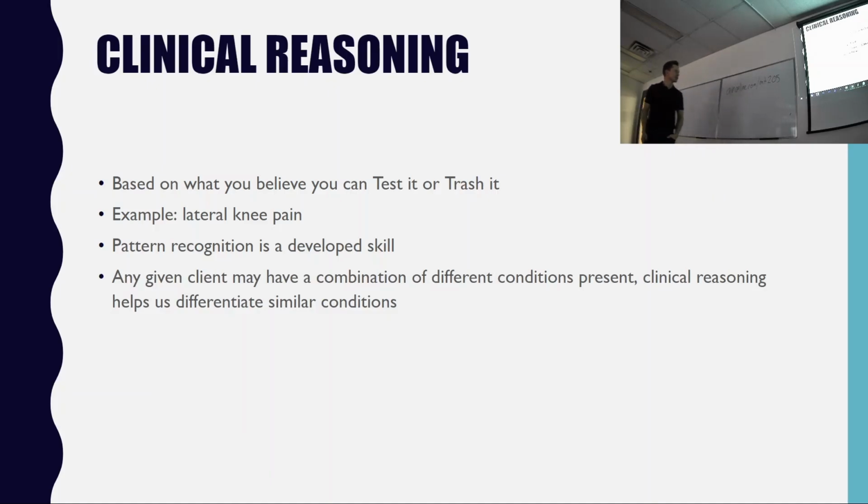So we develop it, of course. Any given client may have a combination of different conditions present, and clinical reasoning helps differentiate similar conditions. In acute conditions, it's usually just one. In chronic conditions it gets confusing because they got into a car accident 5 years ago. They ended up damaging their anterior longitudinal ligament, which is the primary injury, which still exists. It healed long, for example. And then over the last 5 years, they've lost a cervical curvature of their spine and they've developed hypertonic scalenes.